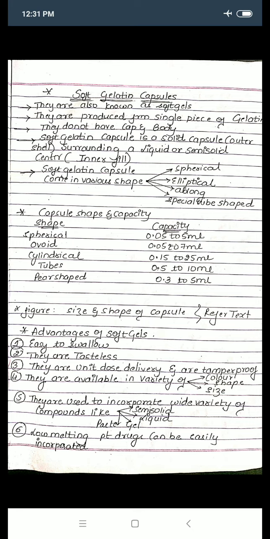Soft gelatin capsule comes in various shapes like spherical, elliptical, oblong, special tube shape, etc. And a capsule shape and capacity. If you see the spherical shape of capsule, its capacity is approximately 0.05 to 5 ml. Same way, different shape of capsule is having a different capacity.